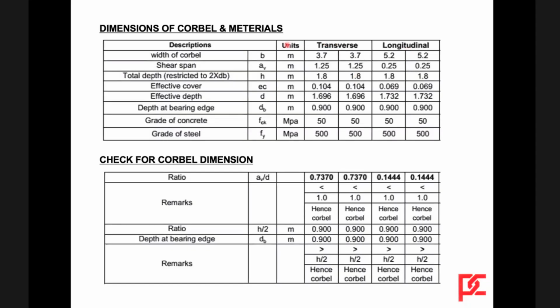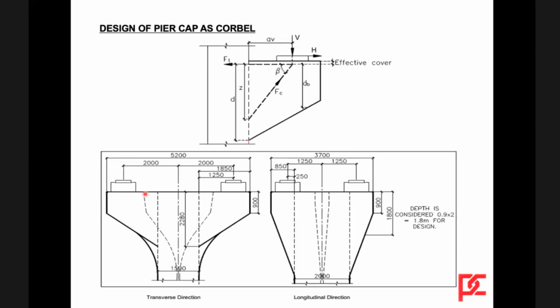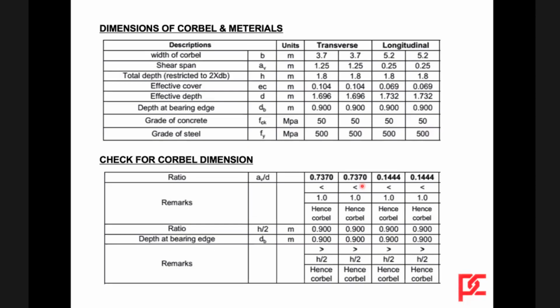For the corbel, this is the B, AV. After removing the cover, this is the end depth, and this is the effective depth of the cap. Then check for corbel dimension. A by D in this direction is 0.73 and in this direction is 0.144. So both are less than 1. Hence, this is a corbel in both directions.